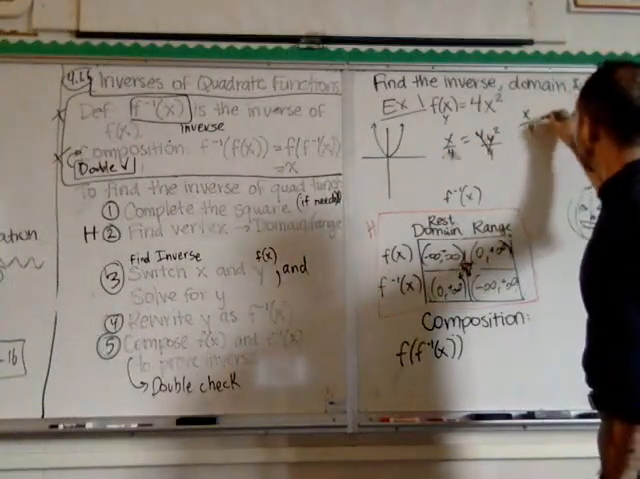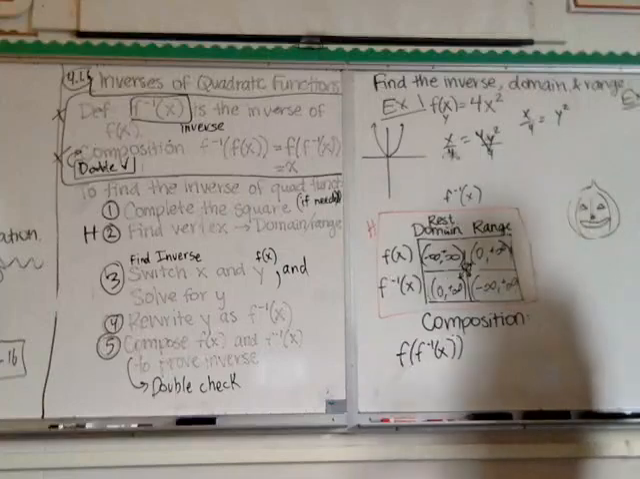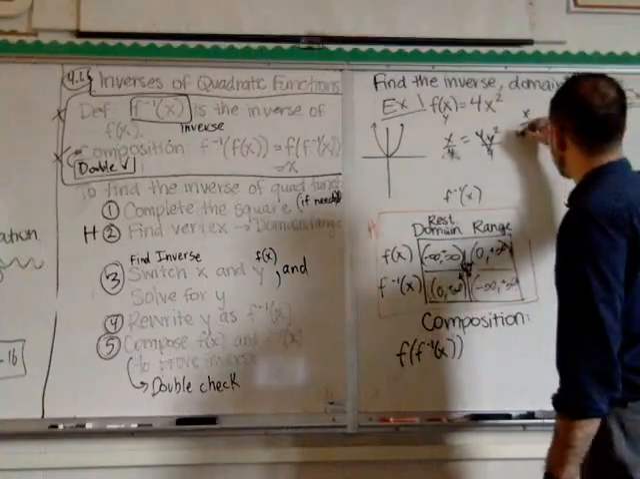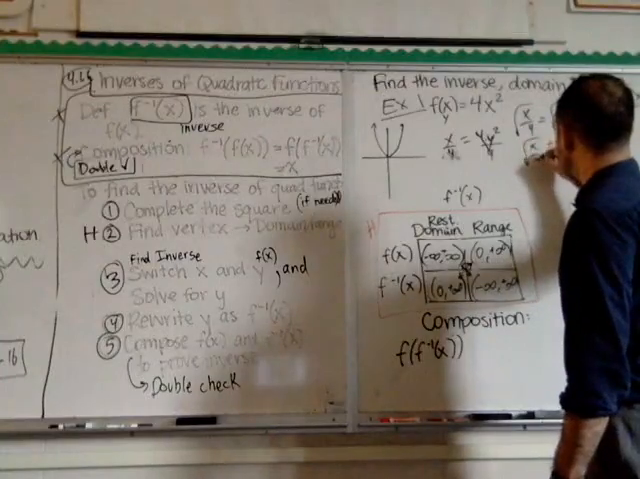X over 4 is equal to y squared. How am I going to solve for y then? Square root. We're doing opposite inverse operations. Good job. So I know that we have y is equal to x over 4.